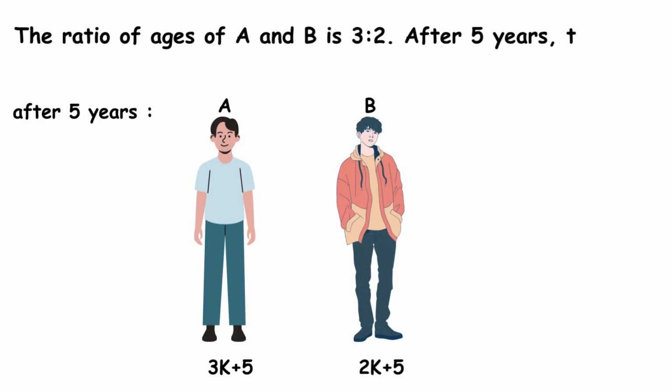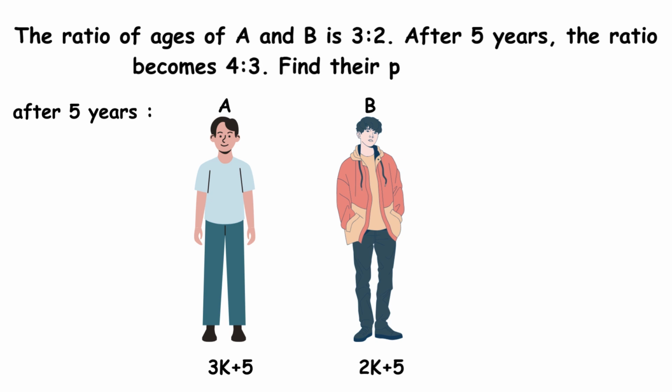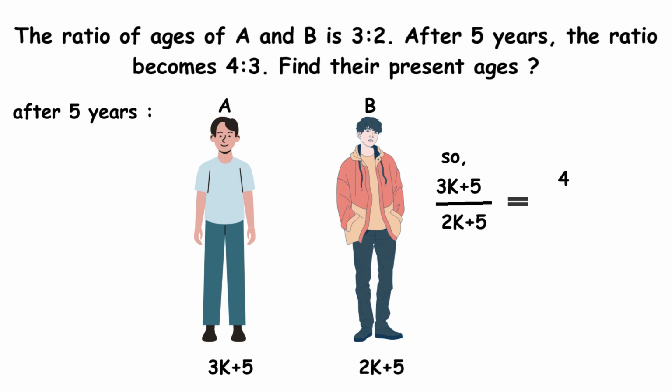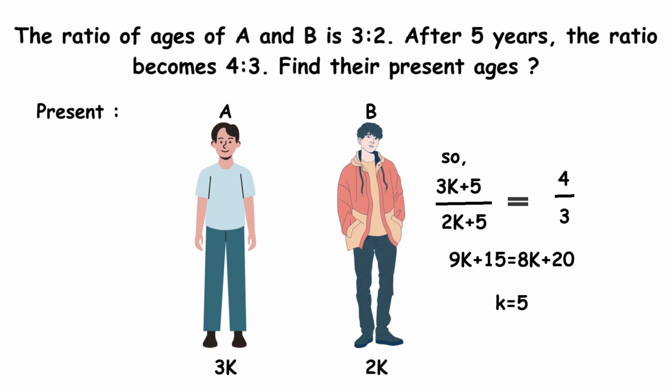So, after 5 years A is 3K plus 5 and B is 2K plus 5. So, (3K plus 5) by (2K plus 5) equals 4 by 3. Solution is K equals 5. Present ages will be 3K, 2K, it is 15 and 10.